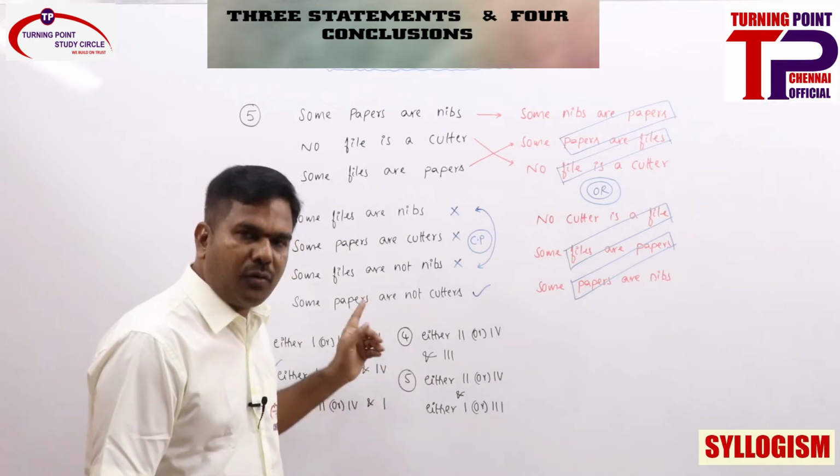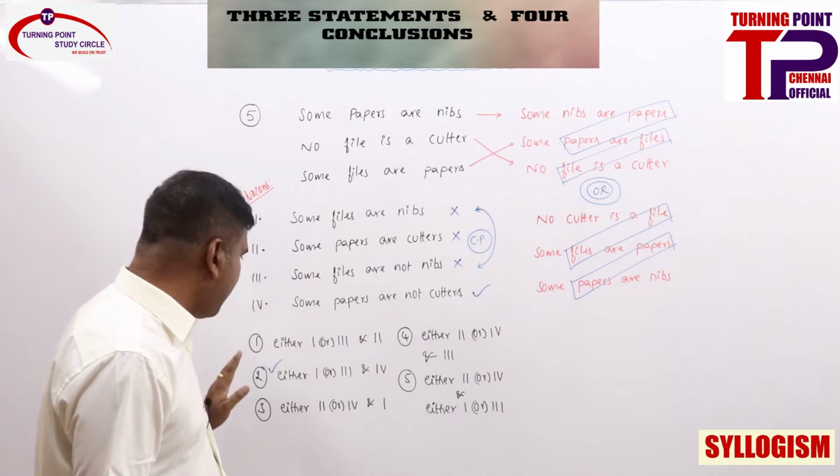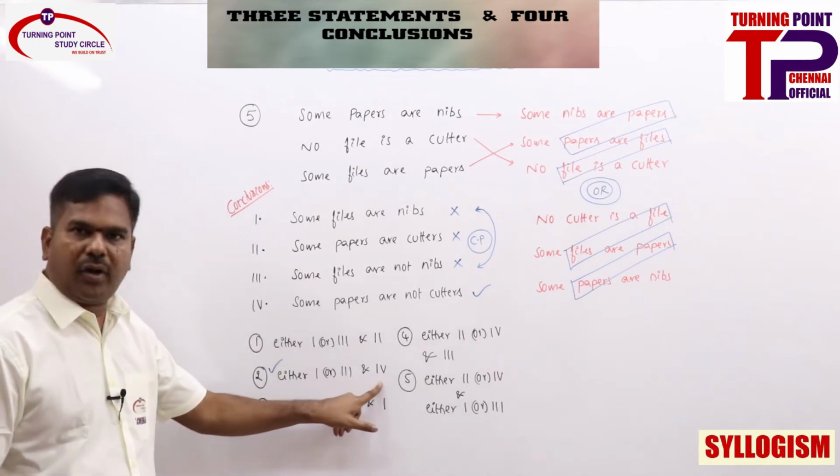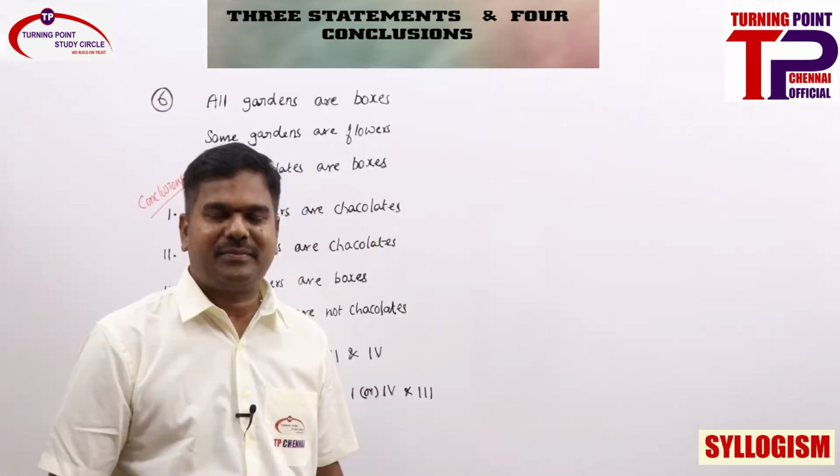Hope you remember. So what is the answer, ma'am? Either 1 or 3 and 4 follows. Is it there? Either 1 or 3 and 4 follow. So go ahead with that one. Clear? Shall we go ahead with the next question?